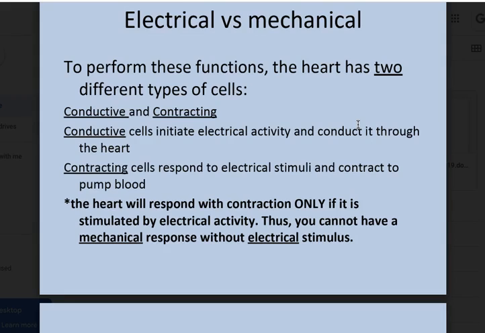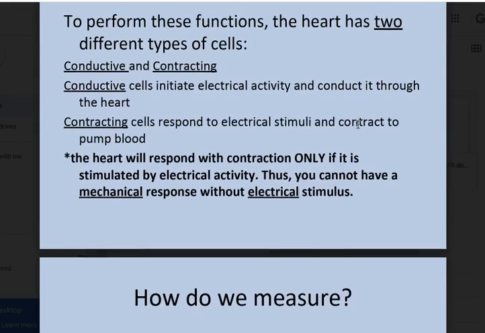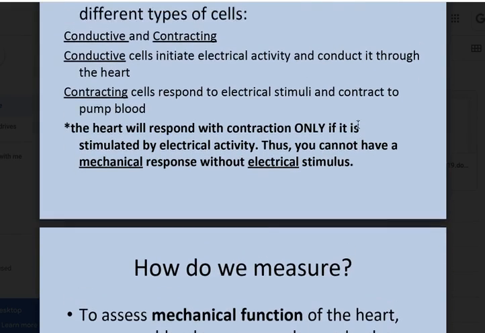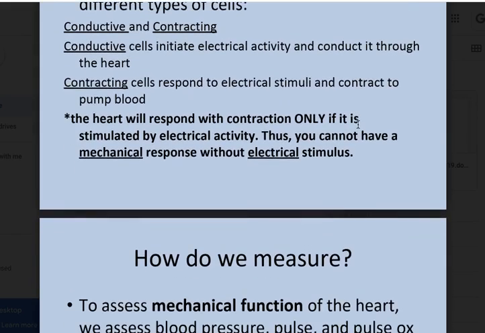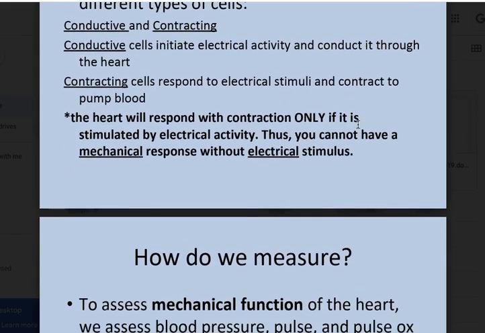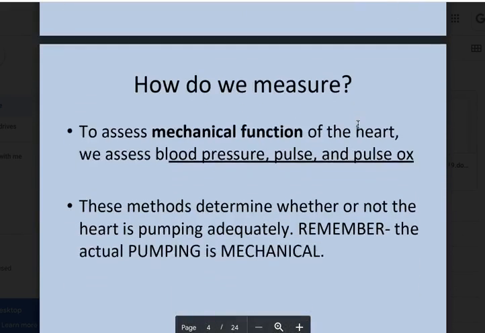If you know anything about electricity, the word conductive or conduction goes right along with electrical functions, even when we're not talking about the heart. So if you're trying to remember conductive cells versus contracting cells, think conductive: that has to do with electrical functions. That's how you can keep those two separate and straight. The contracting cells have to do with the mechanical. You think of something physically contracting, that's the mechanical function.